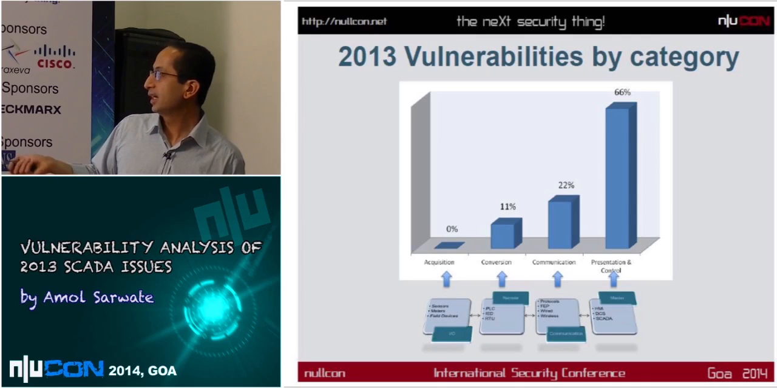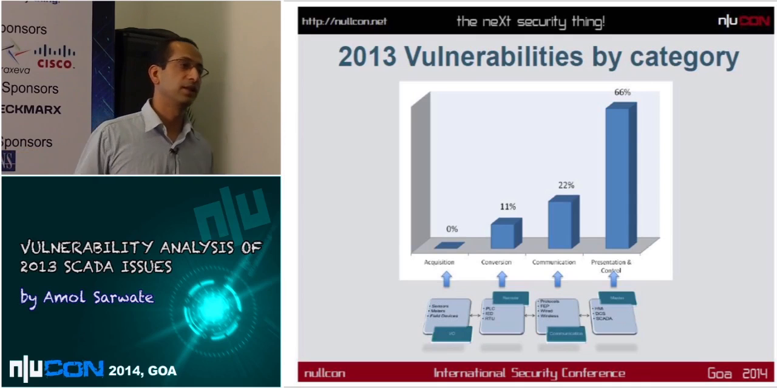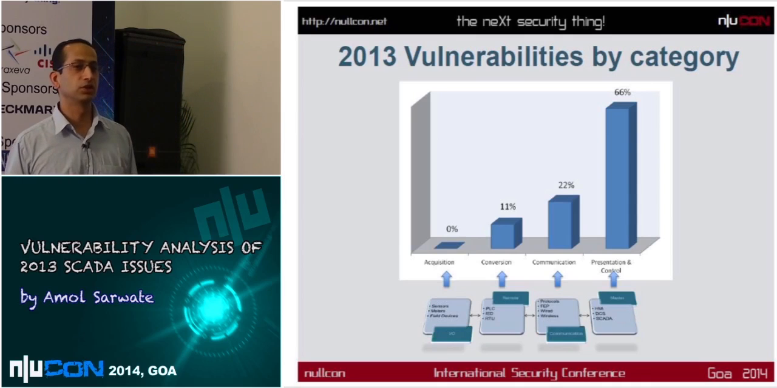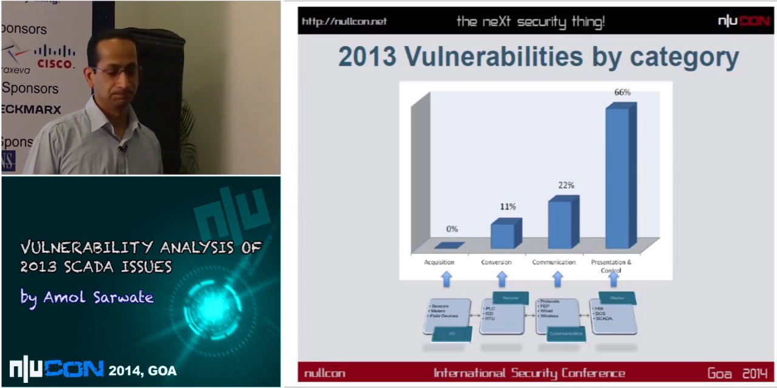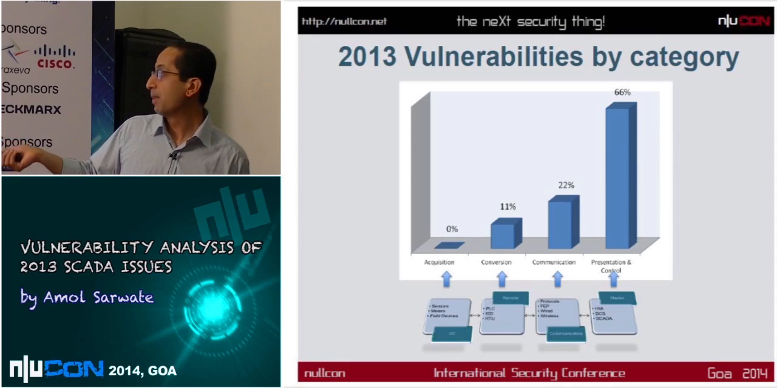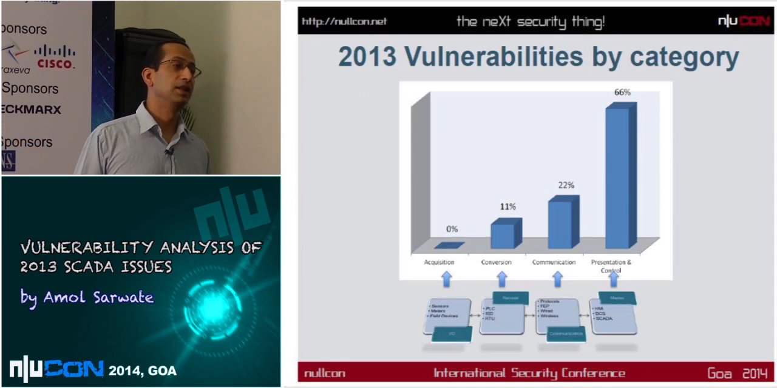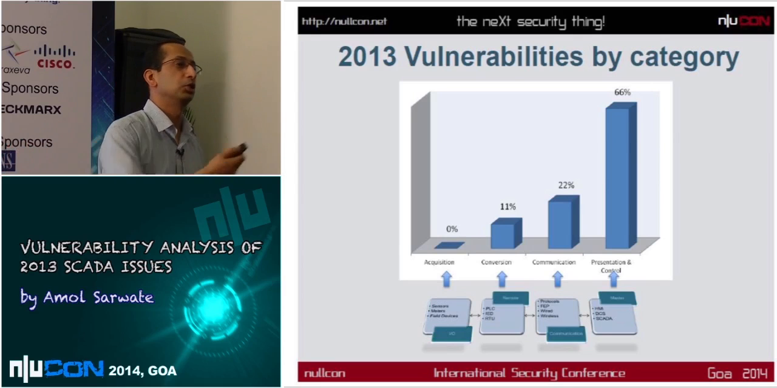The second is the data conversion components. We saw about 11% of all SCADA vulnerabilities were in data conversion, which was in PLCs, IEDs, those types of things, the components that we just saw. About 22% of vulnerabilities were in communication, and that's pretty expected, because if you want to hack into something, instead of hacking into the photo sensor, it's easier to hack into the communication line.